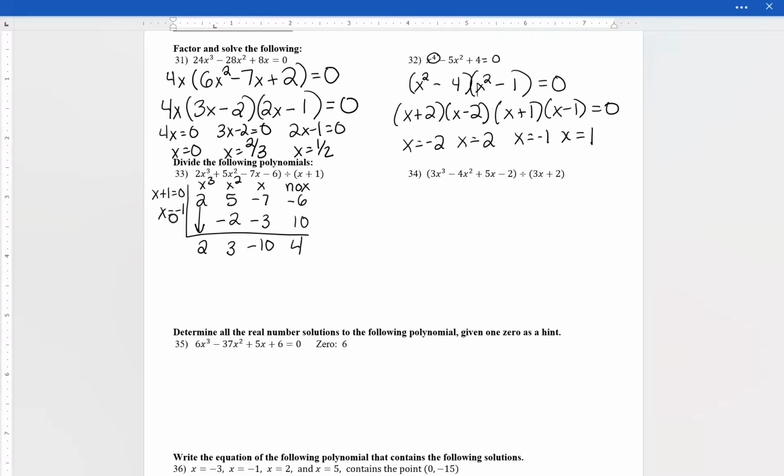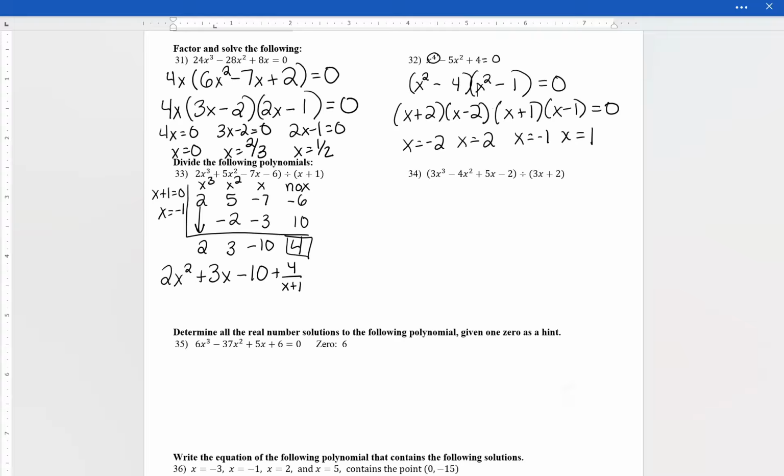And then don't forget, when you're translating back into a math expression, you do have to drop a power because you technically divided out an x. So if I started at an x cubed, I now will be at an x squared. So I'll be at 2x squared plus 3x minus 10. And then to take care of my remainder, this 4 right here, I'm going to put it over what I divided by, which was x plus 1.